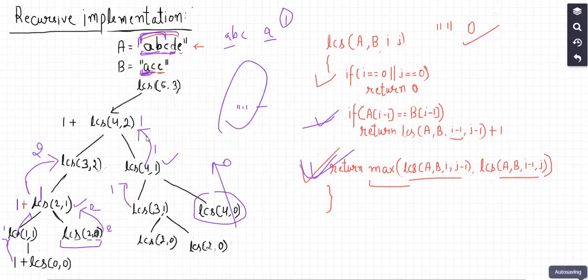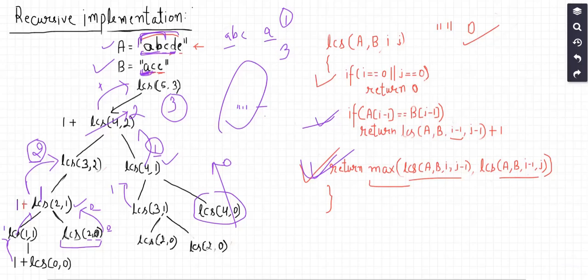Okay, but I will compare 1 with 2, and I will take max of these two. So this will give me 2 here. I will end up with 2 here because 2 is greater than 1. So 1 plus 2 is 3, so I will return 3 to the calling function. Hence the longest common subsequence of string A and B is of length 3.